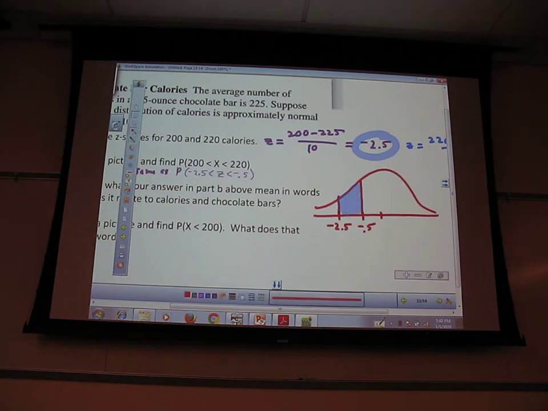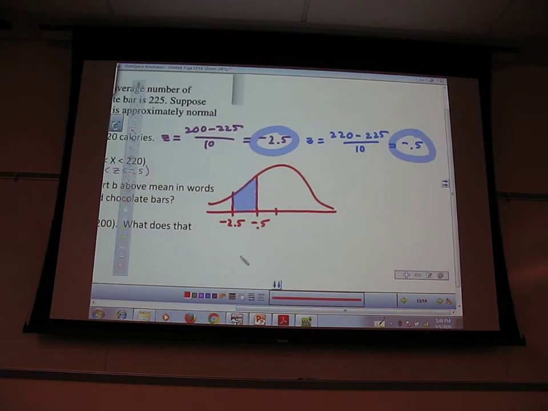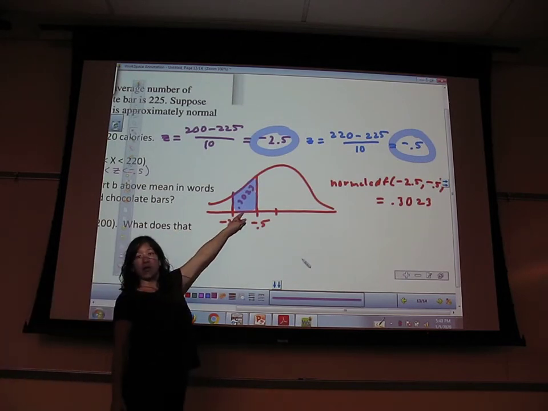All right. How to find the area between two z-scores? Anybody? Yep. Normal CDF of the lower z-score, negative 2.5, comma the upper z-score, negative 0.5, and you guys got what? 0.3023. That means that this area inside of here is 0.3023. That's the area inside of this here.